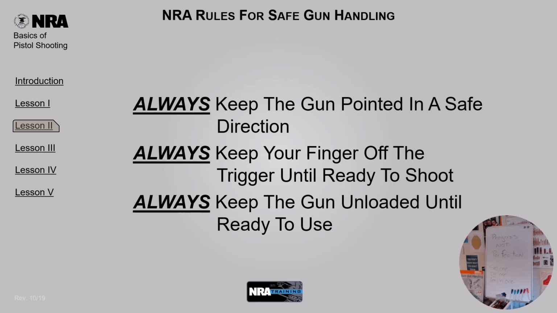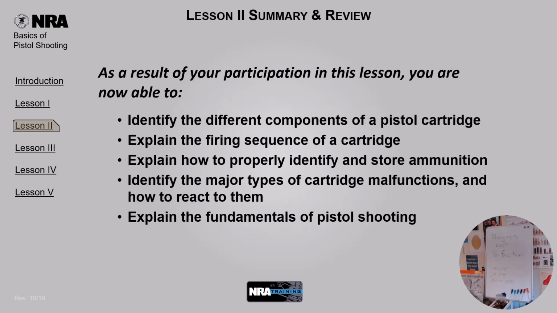NRA rules for safe gun handling. Always keep the gun pointed in a safe direction. What direction is that? Oh, that would be parallel to the ground, perpendicular to the backstop. Always keep your finger off the trigger until ready to shoot. And where should it be? It should have a home. It should not be floating anywhere. And always keep the gun unloaded until ready to use.